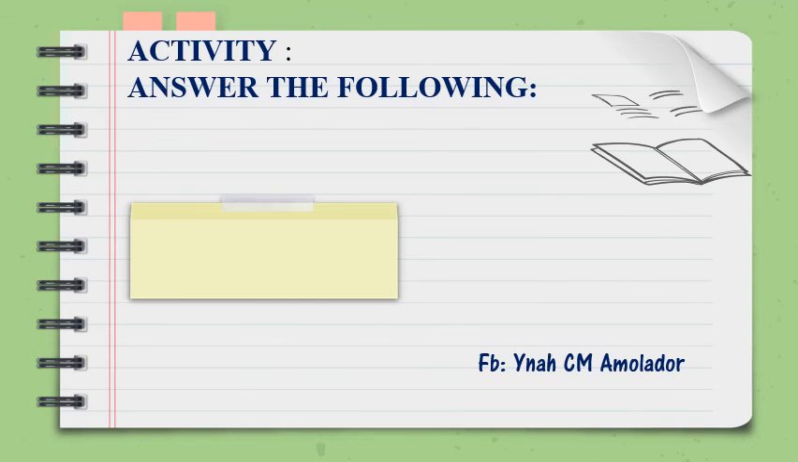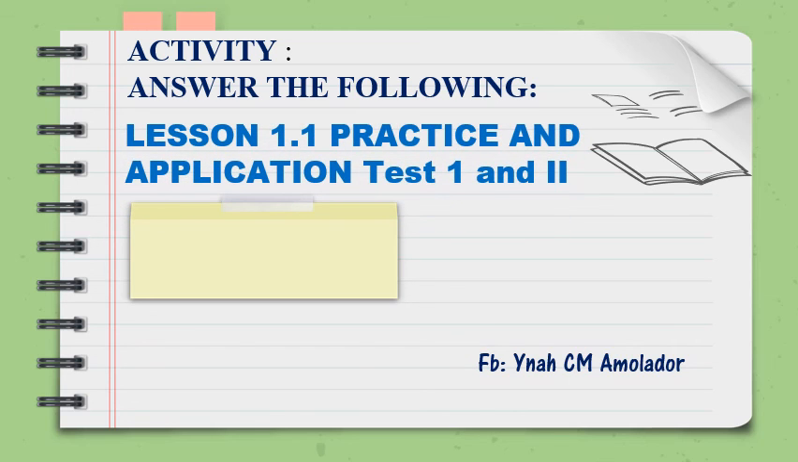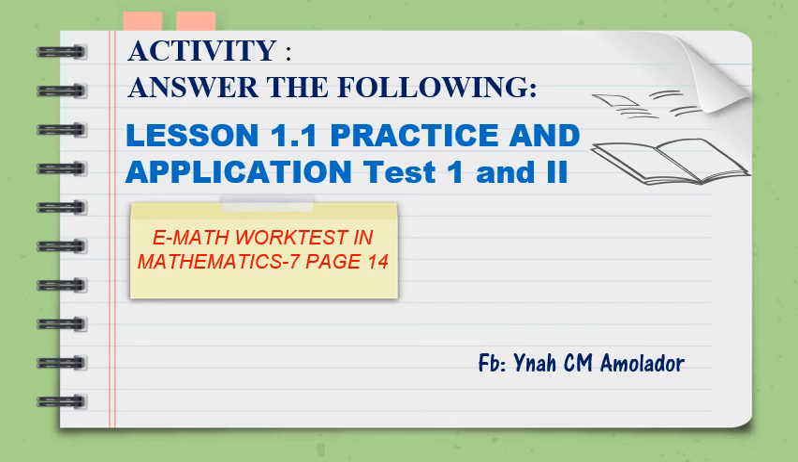So, for our activity class, you are going to answer the following. Lesson 1.1, dara sa inyong mga work text or sa inyong books. Open that sa lesson 1.1 na to, practice and application, test 1 and test 2. So, it can be found sa page 14 sa inyong work text. Okay? Kasi nabot test 1 and test 2 only.